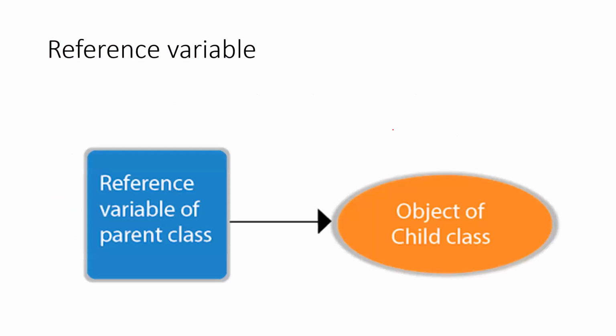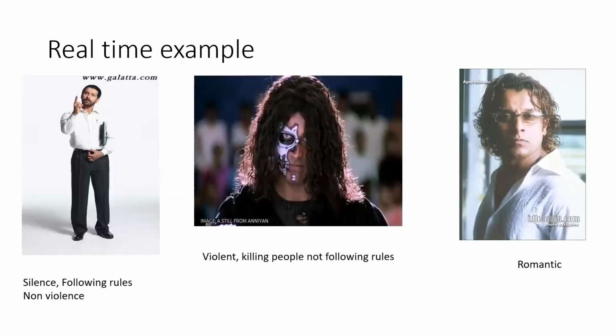Let us have one more real-time example with reference variables. The reference variable of a parent class is connected with the objects of the child class, and this is called runtime polymorphism.